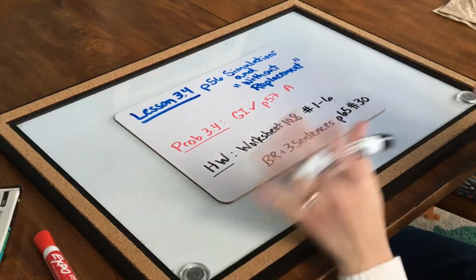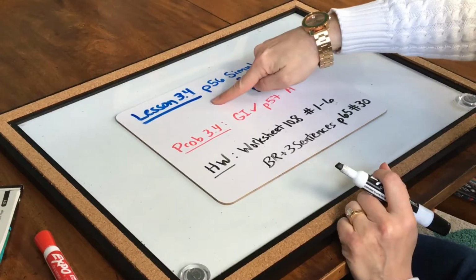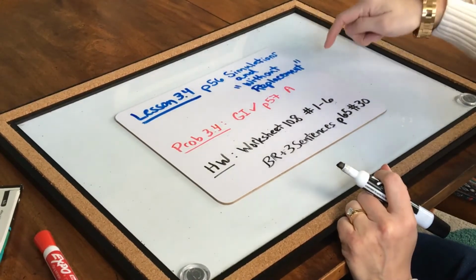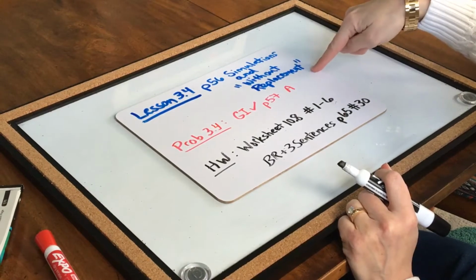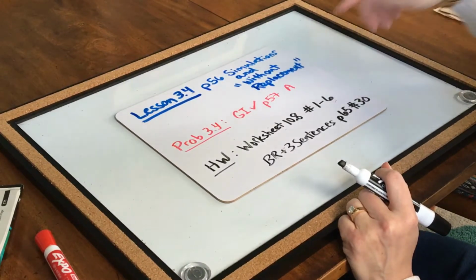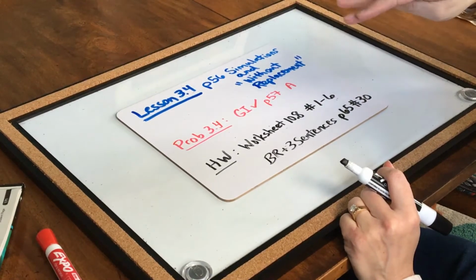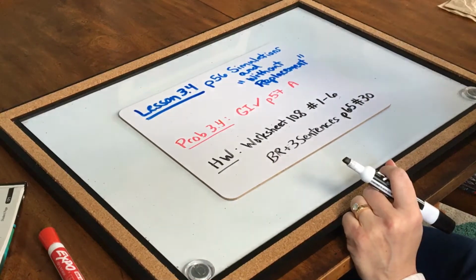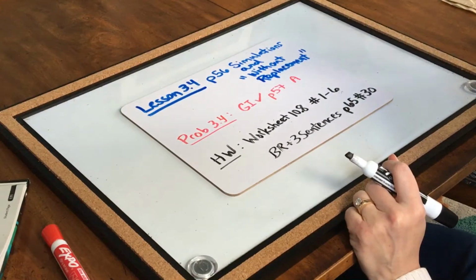Hi, 7th grade. It is Thursday, March 19th, and today we're going to be doing lesson 3.4. It's on page 56 of your book, and it's called Simulations, and we're going to be talking about something called without replacement. What it means is, for example, if you're drawing a block or a marble out of a bag, you draw one, and then you don't put it back in, and you draw another one, so the probabilities change.